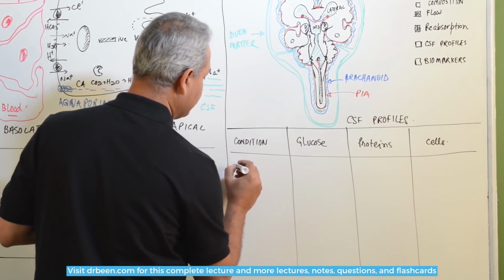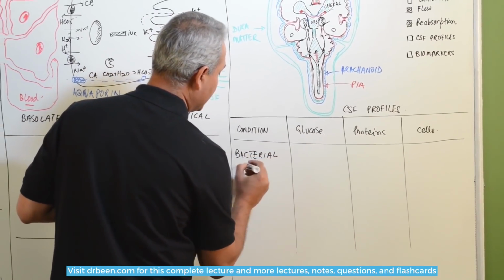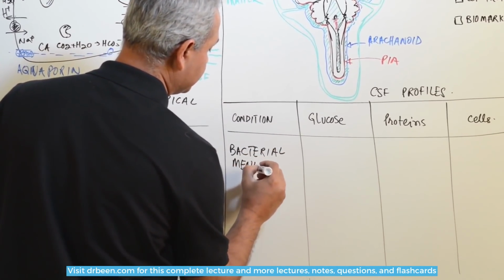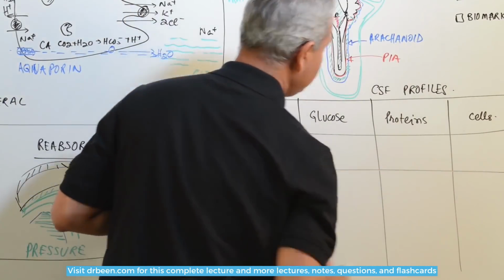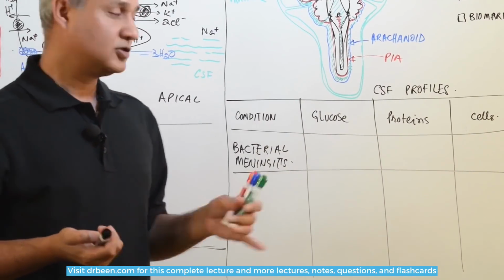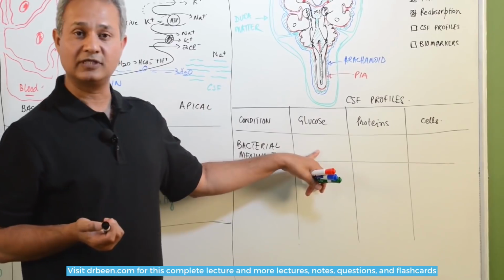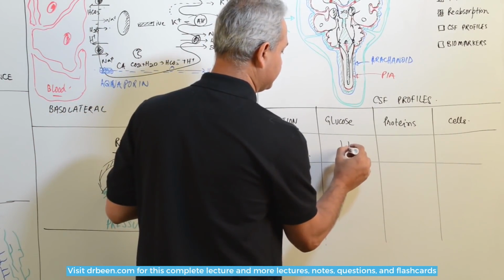Let's say bacterial meningitis, bacterial infections. So what happens is bacteria love to eat glucose. So what will happen to the glucose level? Glucose level will go down. Simple.